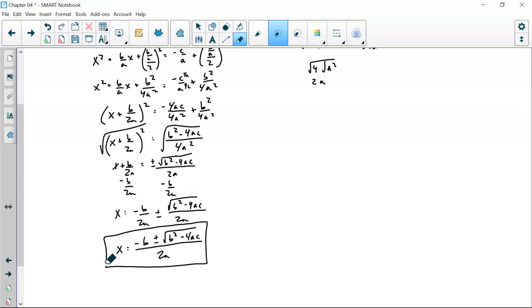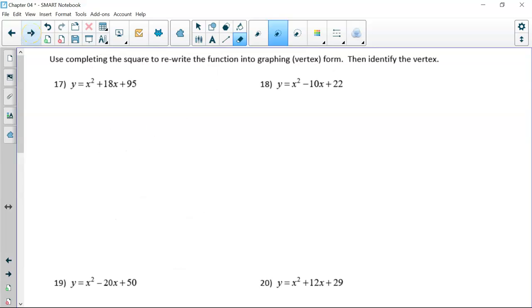All right, now we're going to talk about rewriting by completing the square to get into vertex form, that graphing form. So we leave the y as is. So we're going to get a leading coefficient of 1, which we have. So I subtract 95 from both sides. y minus 95, leave some space, equals x squared plus 18x. And now what we're going to do is we're going to be adding the middle term, adding the 18 divided by 2 squared to both sides, just like we did before.